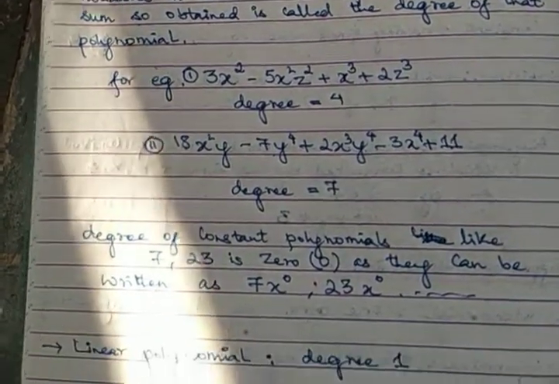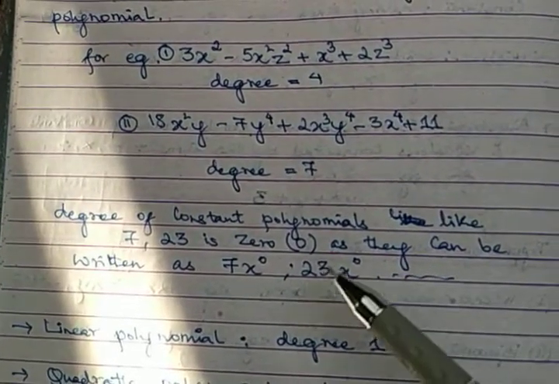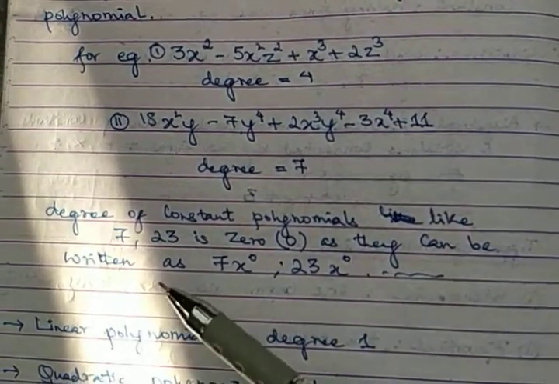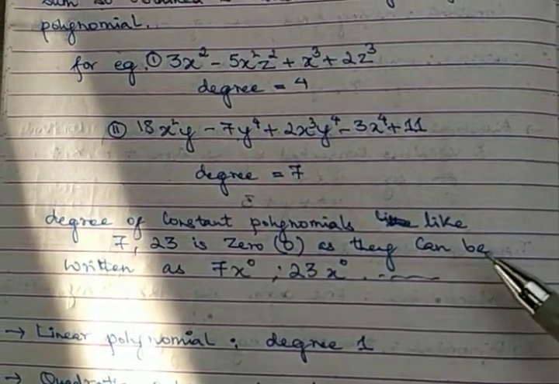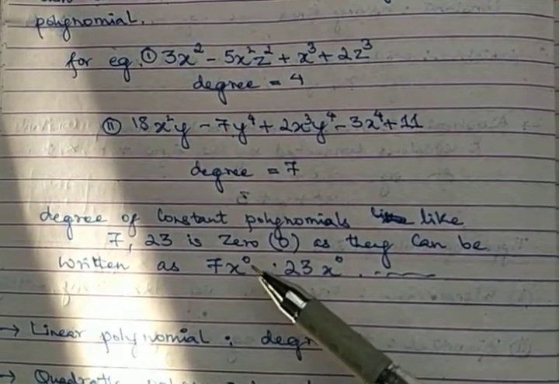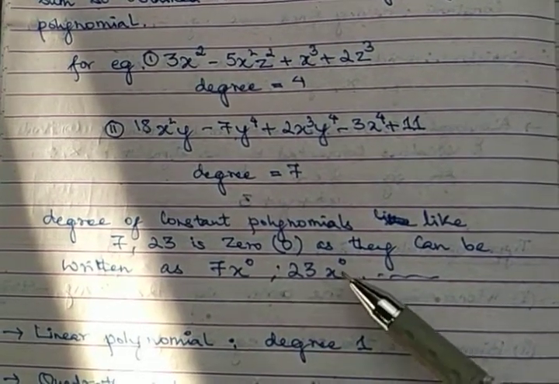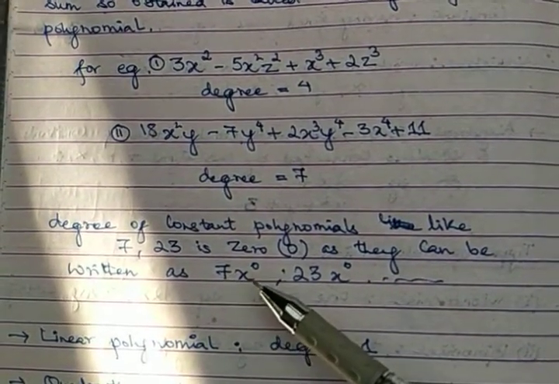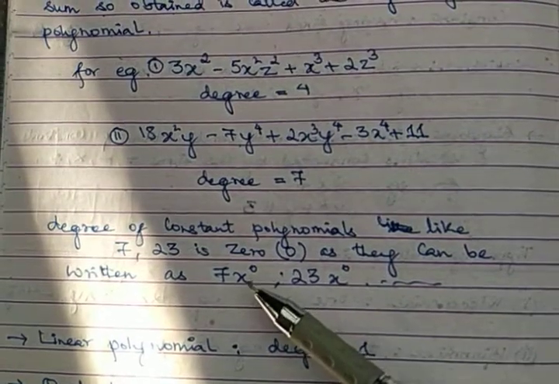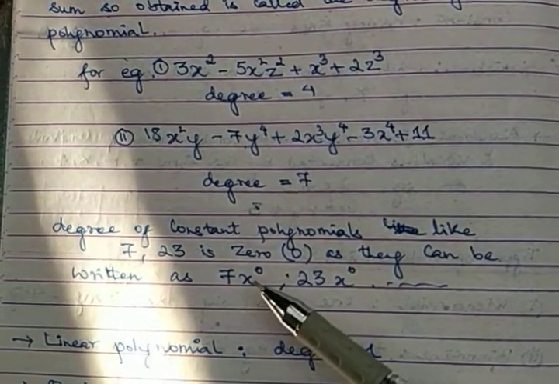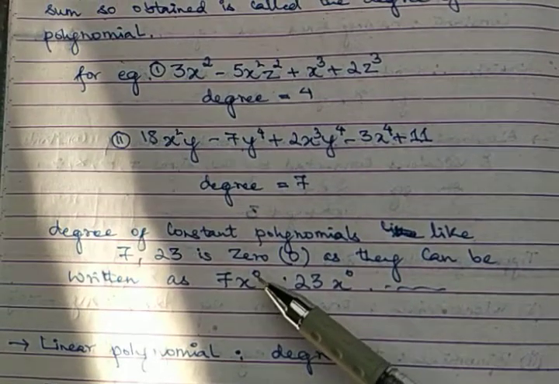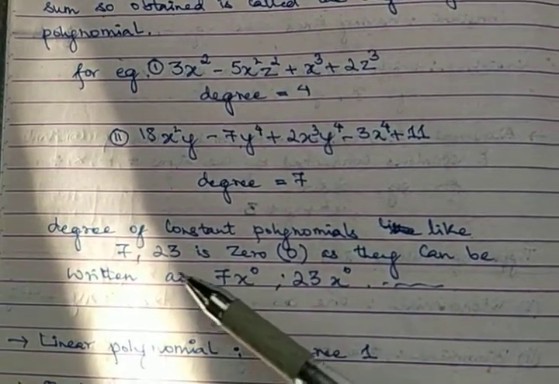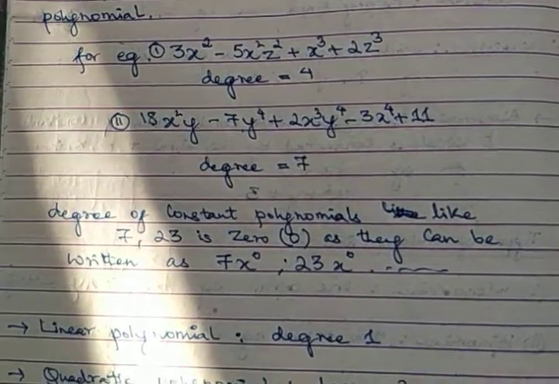Is it okay? And the degree of the constant term, as I have said for 11, see, the degree of constant polynomials like 7 and 23 is 0, as they can be written as 7x to the power 0, comma, 23x to the power 0. The relation between constant and variable is multiplication, we know that, and we know from the exponential topic that anything to the power 0 is 1, so x to the power 0 is 1, so 7 into 1, it's 7. See, the value hasn't changed.